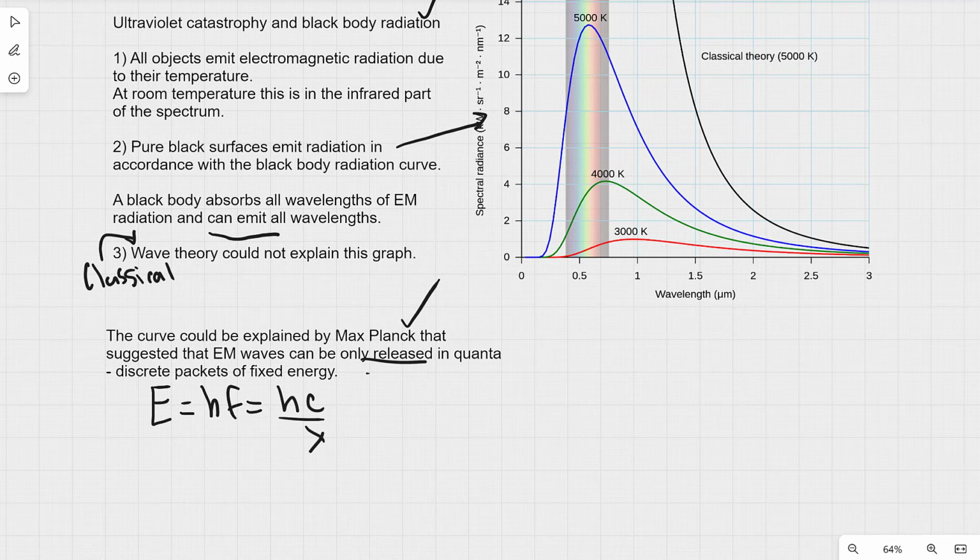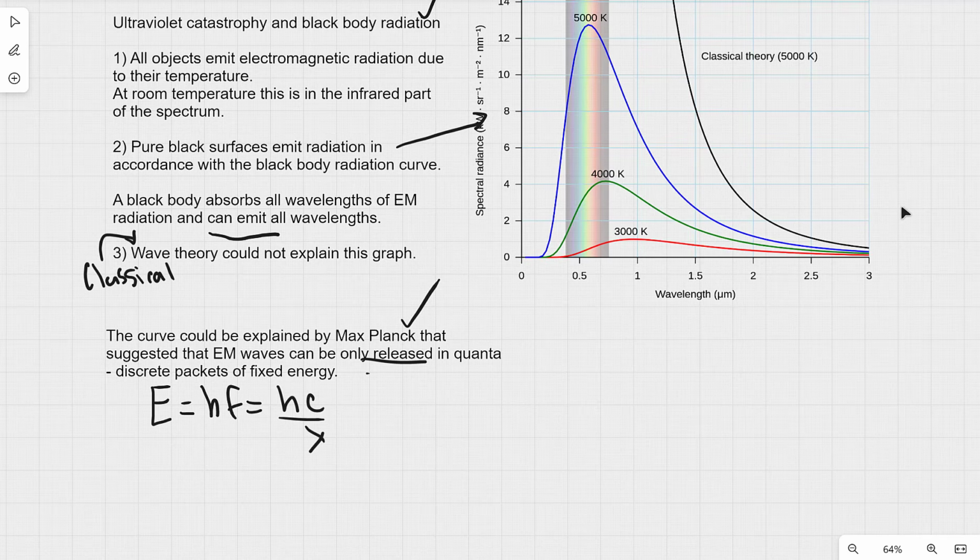He actually came up with this equation to try and fix this curve, realizing that the energy has to be proportional to the frequency, and this right here, h, is Planck's constant. There's two formulas for it: E is equal to hf and E is equal to hc over lambda. This idea was further built upon by Albert Einstein.